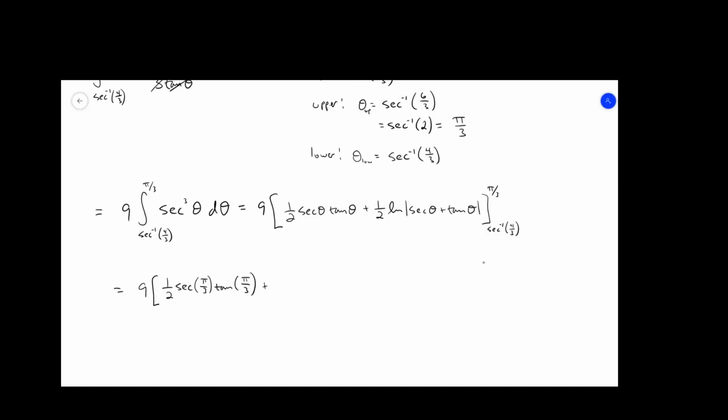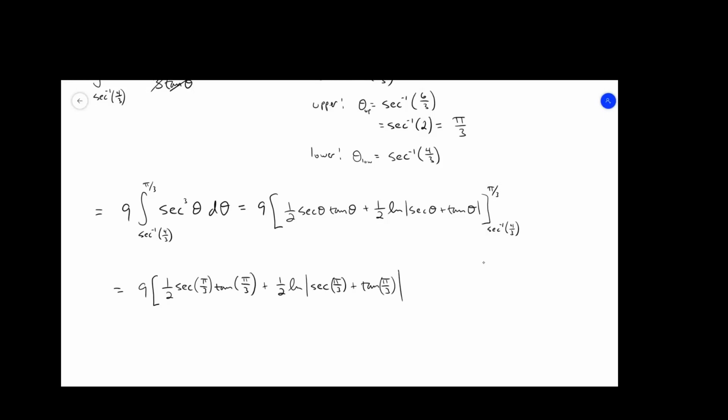plus 1/2 ln secant pi over 3 plus tangent pi over 3. Absolute value bars don't really matter too much here.